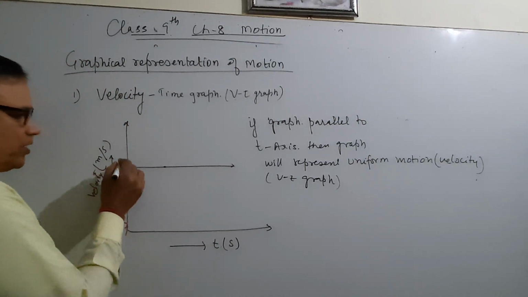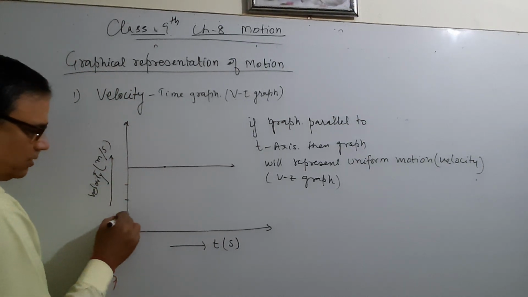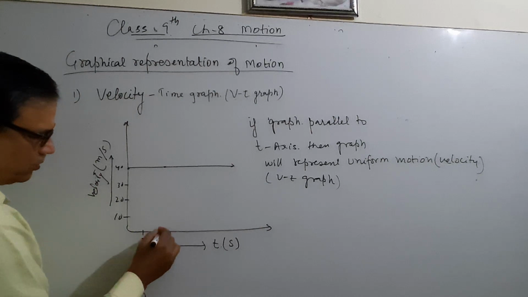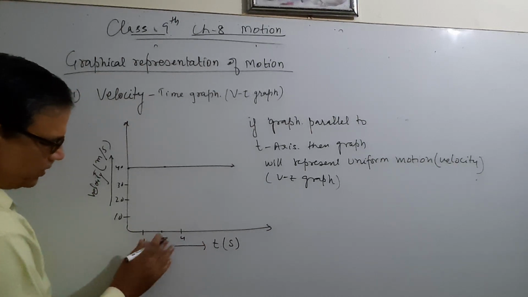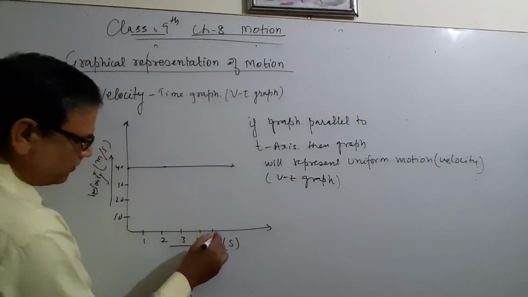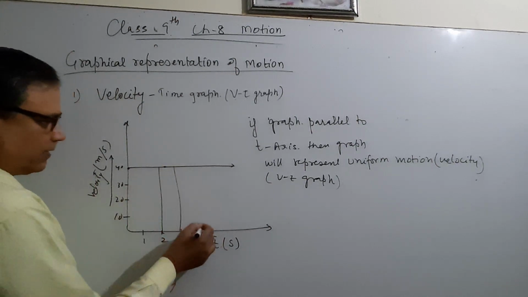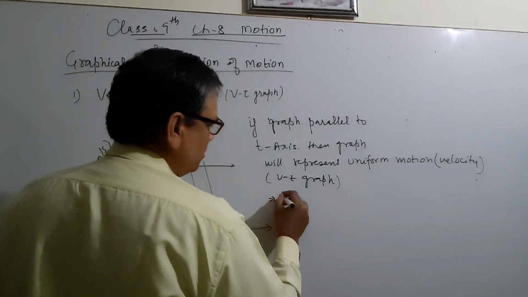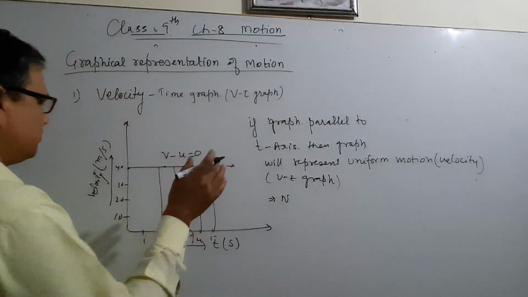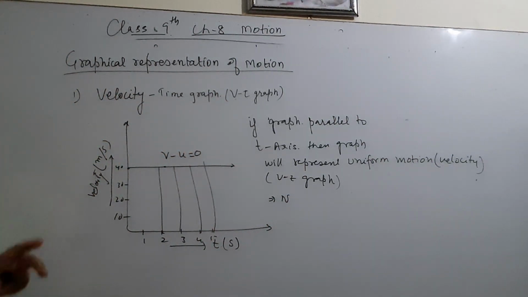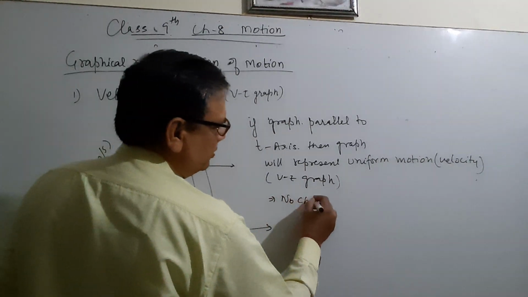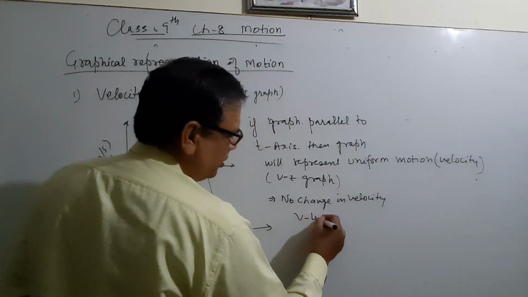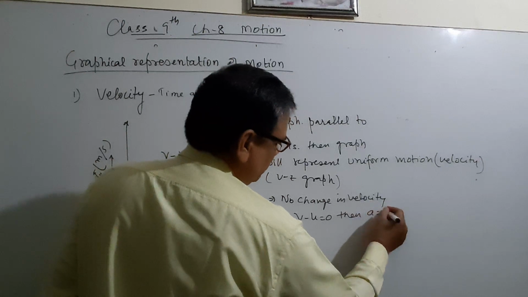Why? Because here is V, here is 10, 20, 30 and 40, and at every time 1, 2, 3, 4, 5, in an interval, the velocity is same. At every point, the velocity is same. Means V minus U is equal to 0. No change in velocity. That means it is uniform velocity. No change in velocity means V minus U equal to 0. Then A equal to 0.